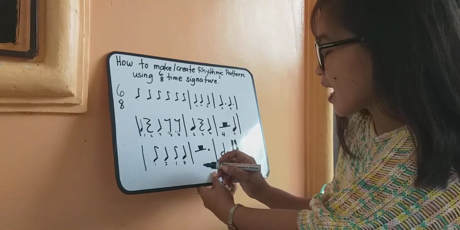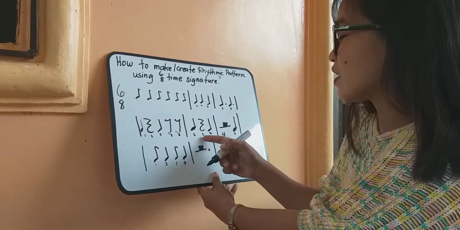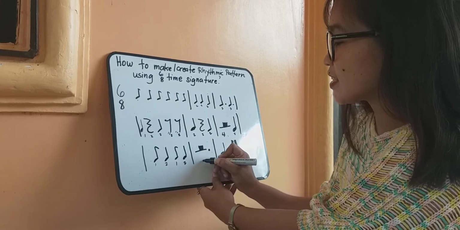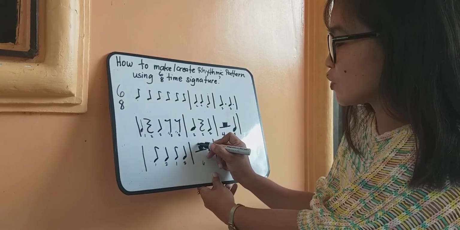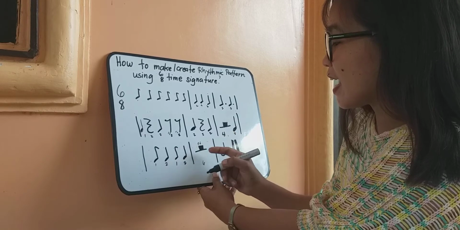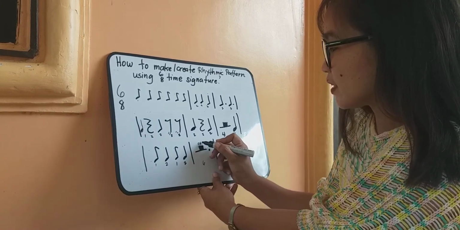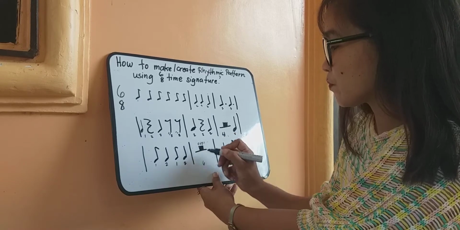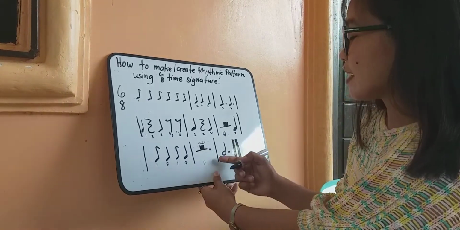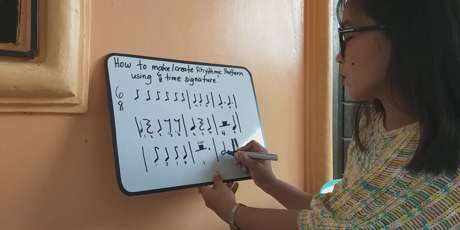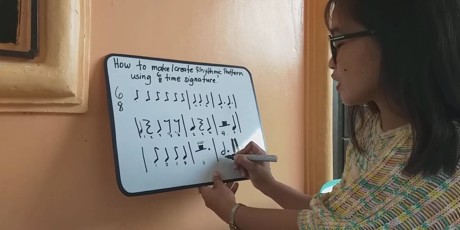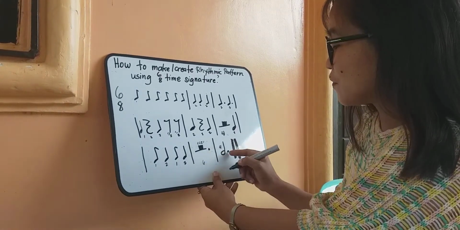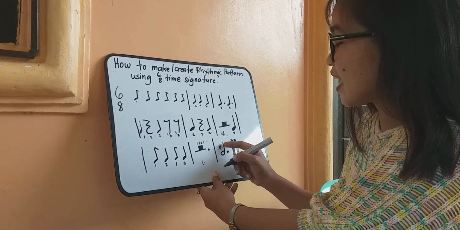Then, dotted half. Dotted half rest is 6 counts. Because half rest is 4, plus kalahati niya. Yung dot is, ang value nun ay kalahati nung katabi niya, di ba? So, that is 6. Same thing with half note. Half note is 4, at yung value ng dot ay kalahati niya.